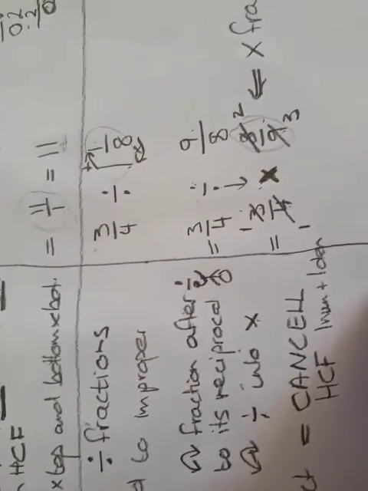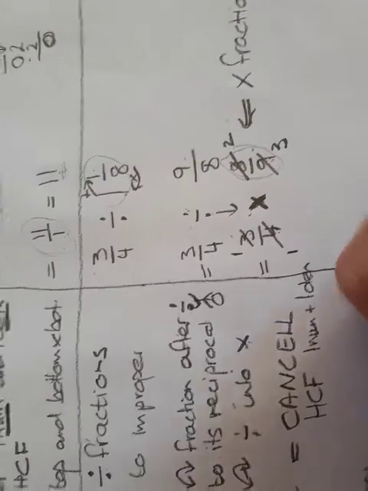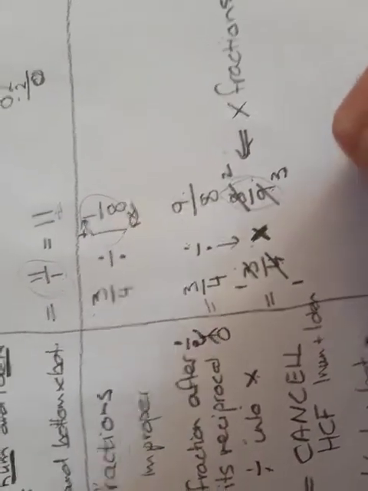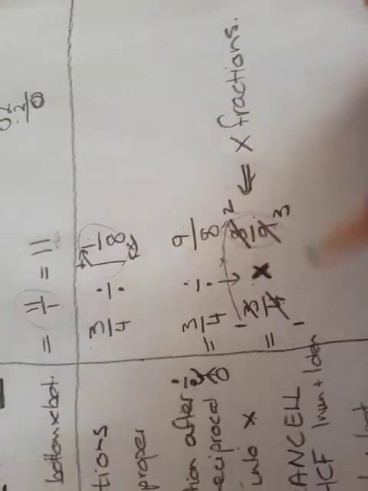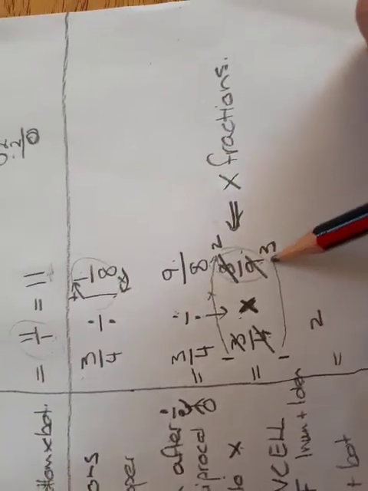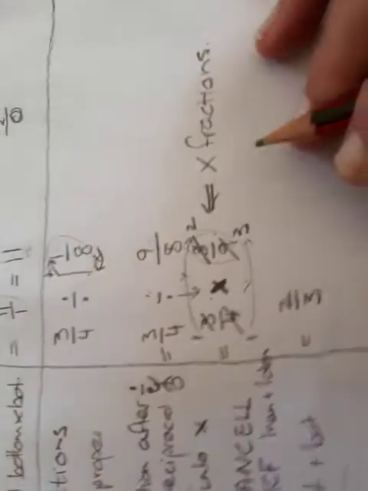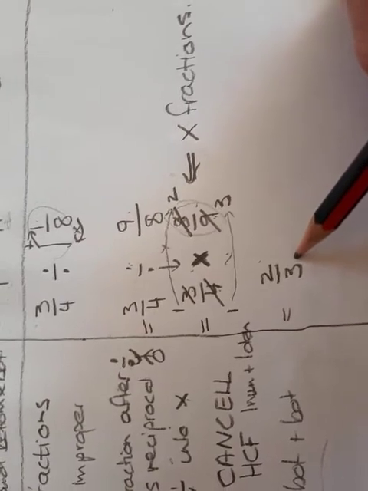What is the next step then? You multiply top, top, and bottom, bottom. Okay, so there we have 1 times 2, which gives me an answer of 2. And here we have 1 times 3, which gives me an answer of 3. So my answer is 2/3 for that division.